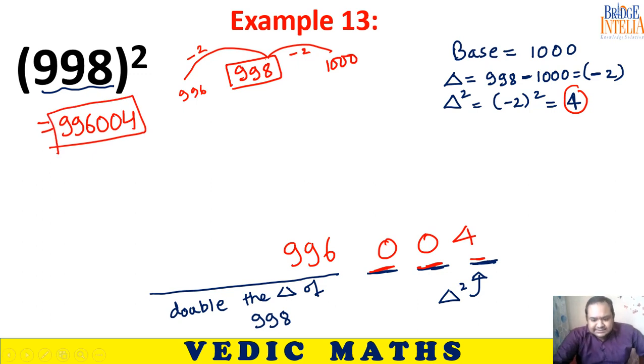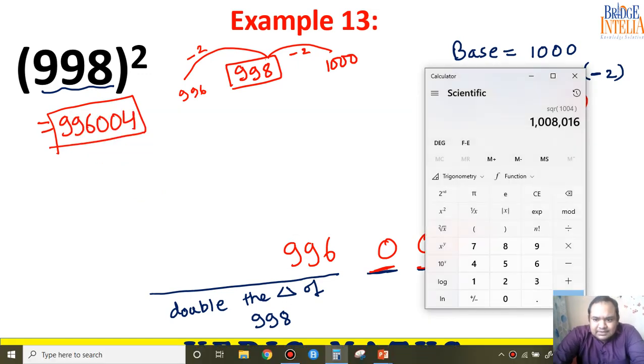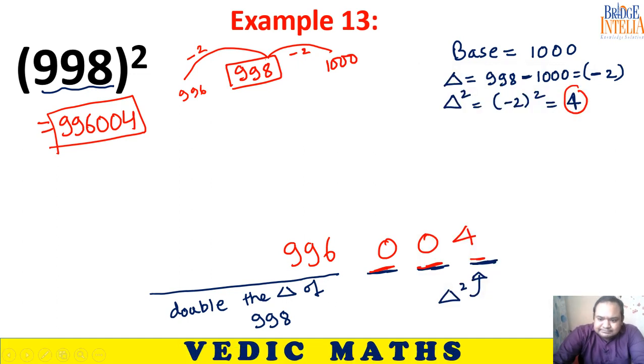is the answer. Let's verify it one last time. 998 whole square. So 996004.